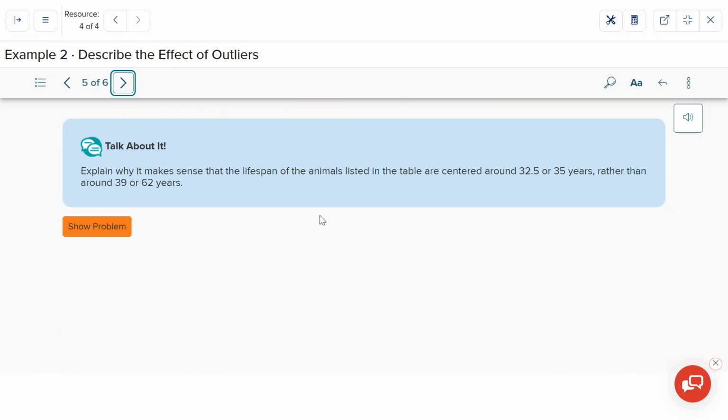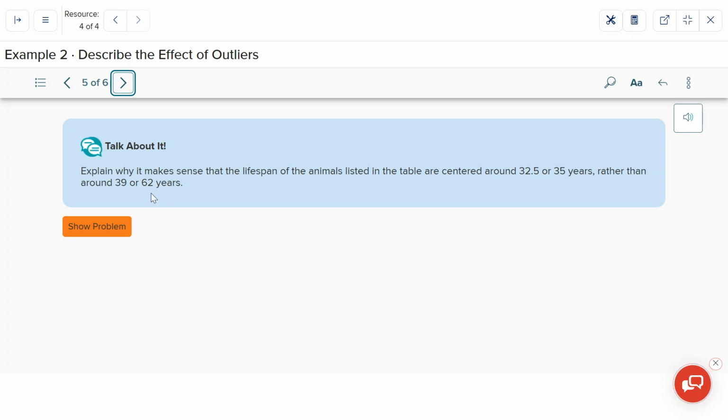Why would it make sense that the lifespan of animals listed in the table are centered around 32.5 or 35 years rather than around 39 or 62 years? Well, if you go back and look at the table, you're going to see that more data is in that range. We've got a 30, a 35, another 30, a 20. It makes more sense for it to be in this range, whereas you only have 150 and 170, and then one crazy number, that 200 is what's bringing this up.